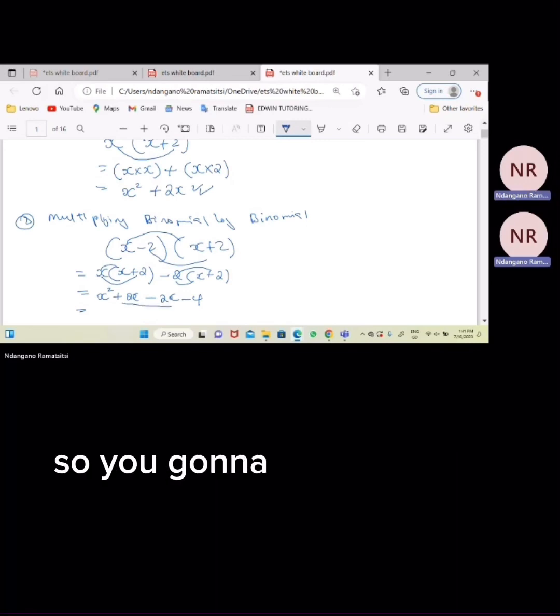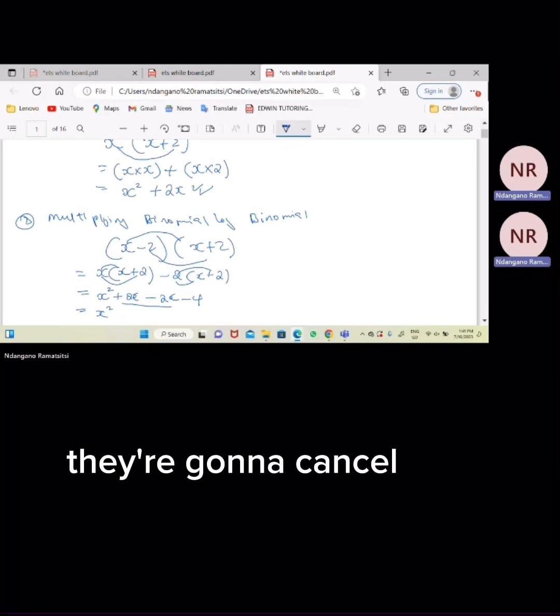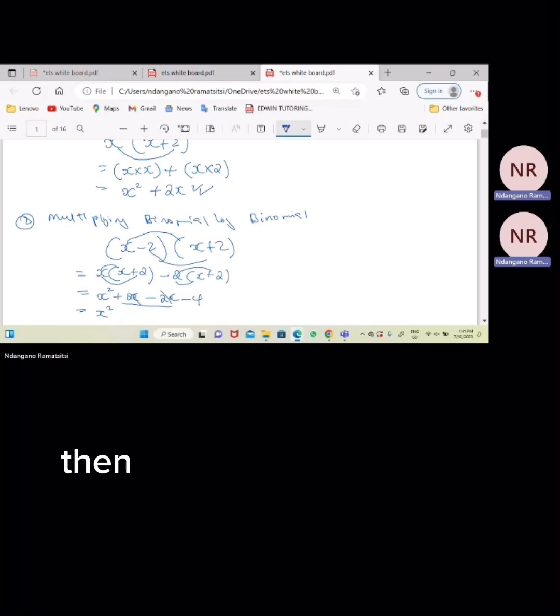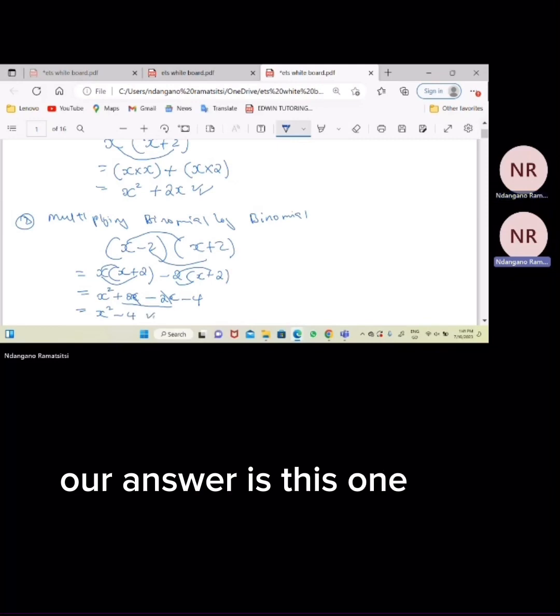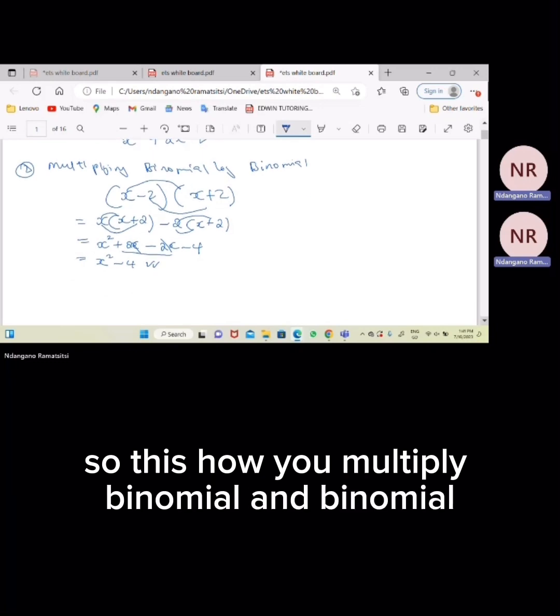So we're going to say x squared plus 2x minus 2x. It's like plus 2 minus 2, so they cancel each other. Then we are left with 0 for this, and then we are left with minus 4. Our answer is this one. Great. So this is how you multiply binomial and binomial.